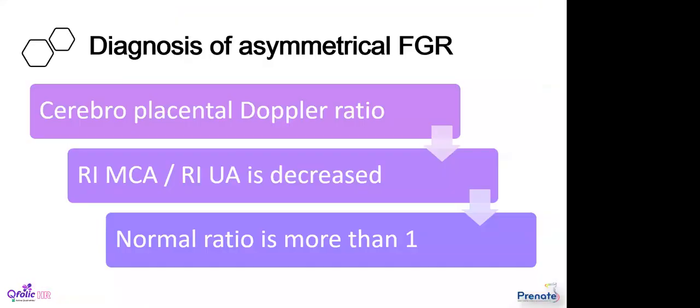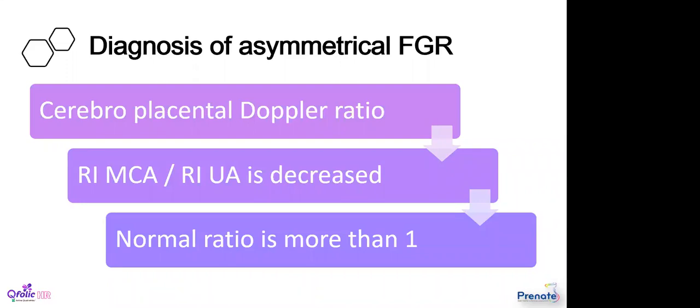So we can predict, we can confirm, we can diagnose asymmetrical fetal growth restriction by doing both the umbilical artery Doppler as well as the cerebral artery Doppler. When we take the ratio of the resistance index in the middle cerebral artery to the resistance index in the umbilical artery, it is usually decreased. Normally the ratio is more than 1.